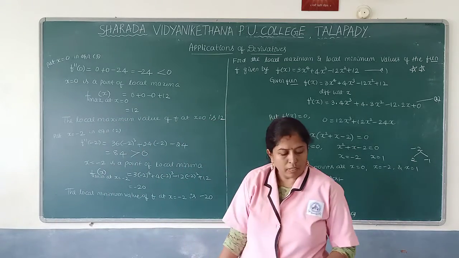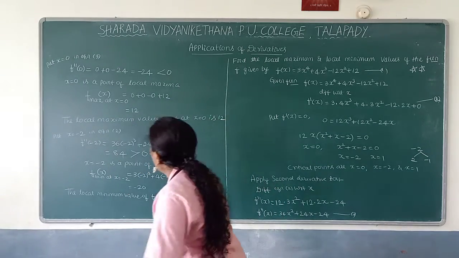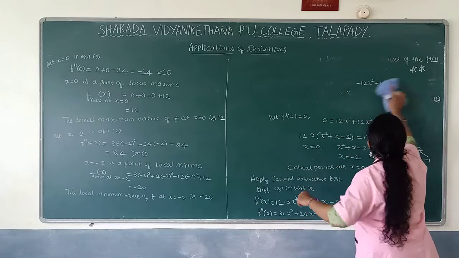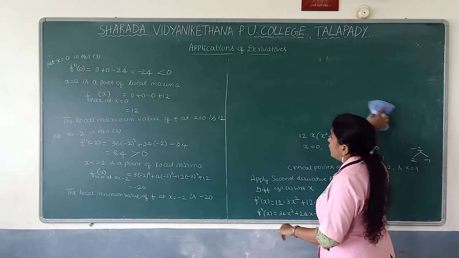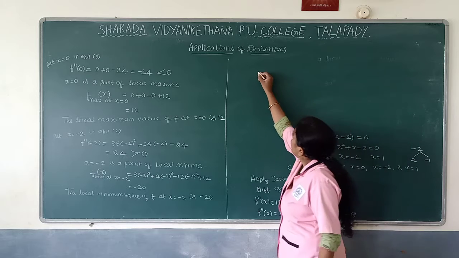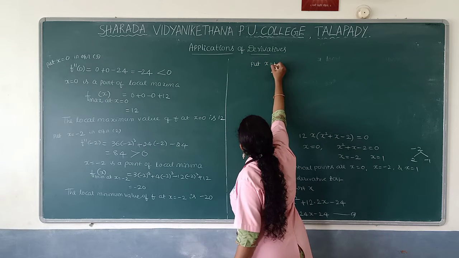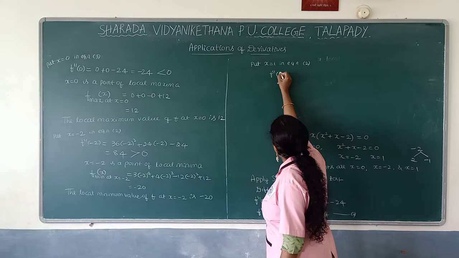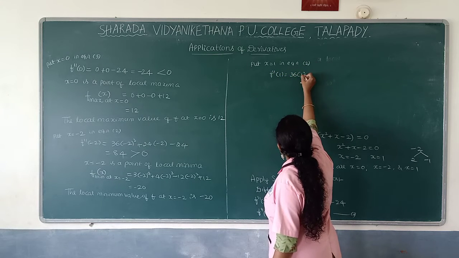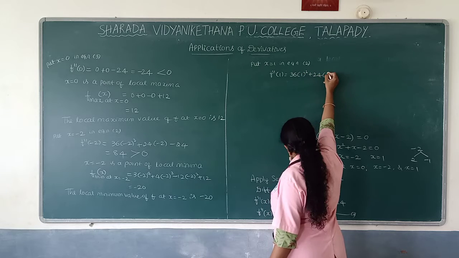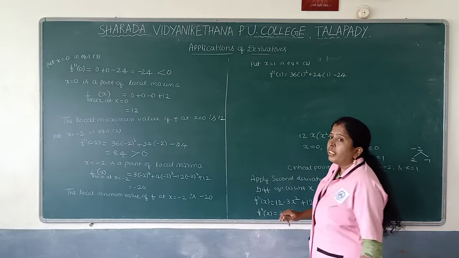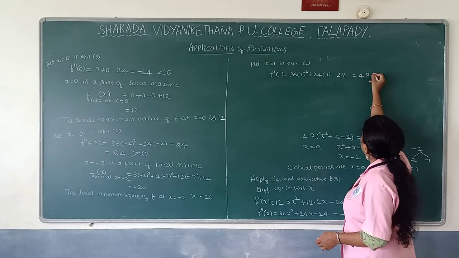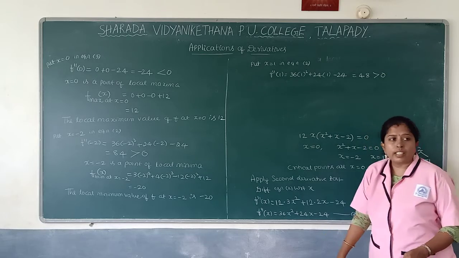Next, the last point is there. What is that? X is equal to 1 in that case. Put x is equal to 1 in equation 2. What will we get? F double dash of 1 is 36 into 1 square plus 24 into 1 minus 24. Then simplify. F double dash of 1 gets the value 48.